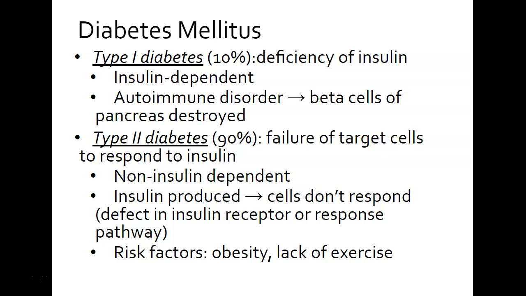Type 1 and type 2 diabetes are a little bit different. Type 1 diabetes is the one that people are essentially born with. That's about 10% of all diabetes cases. And it's called insulin dependent because the beta cells of the pancreas get destroyed. So the endocrine cells are no longer able to release the hormone insulin. And that's a problem because then you can't release insulin.